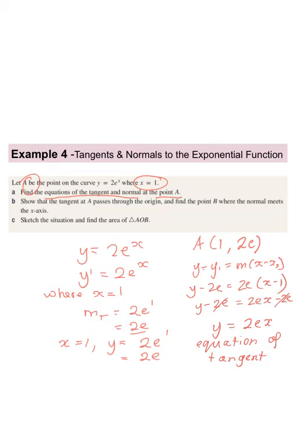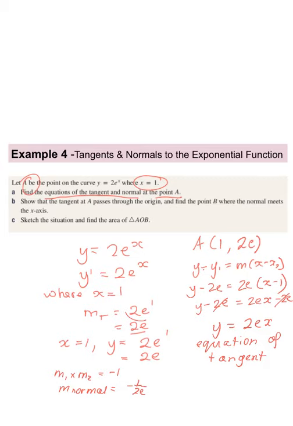Now to find the equation of our normal, remember that the gradient of the tangent times the gradient of the normal equals -1, and one is the reciprocal of the other. So the gradient of our normal is going to be the reciprocal of the gradient of the tangent, which was 2e. So we end up with gradient of a normal is 1 over 2e.